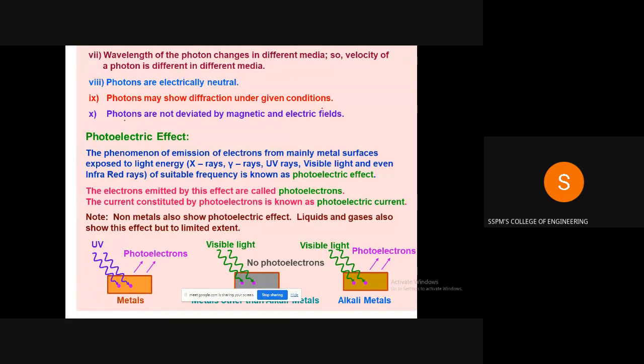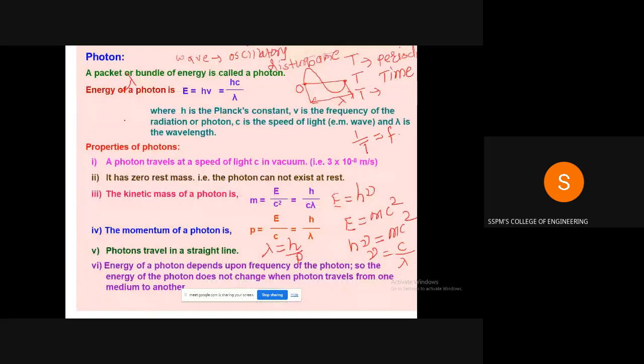In summary, we can say a photon travels at the speed of light c. Then different equations. One more thing, the energy of a photon depends upon the frequency of the photon.